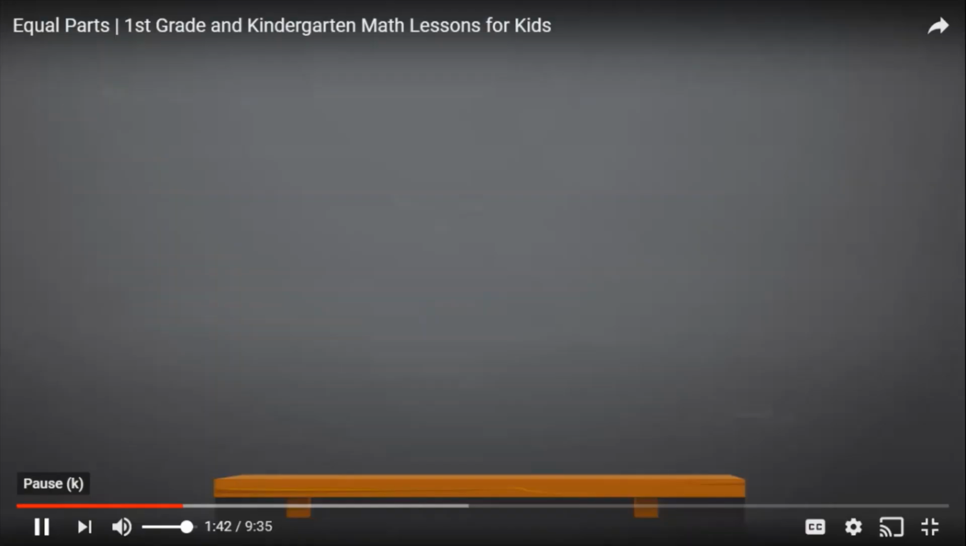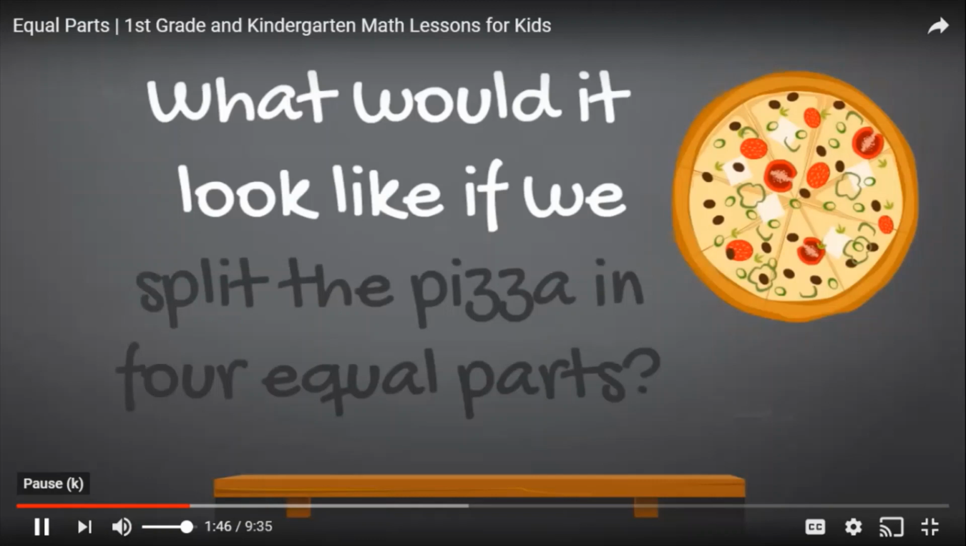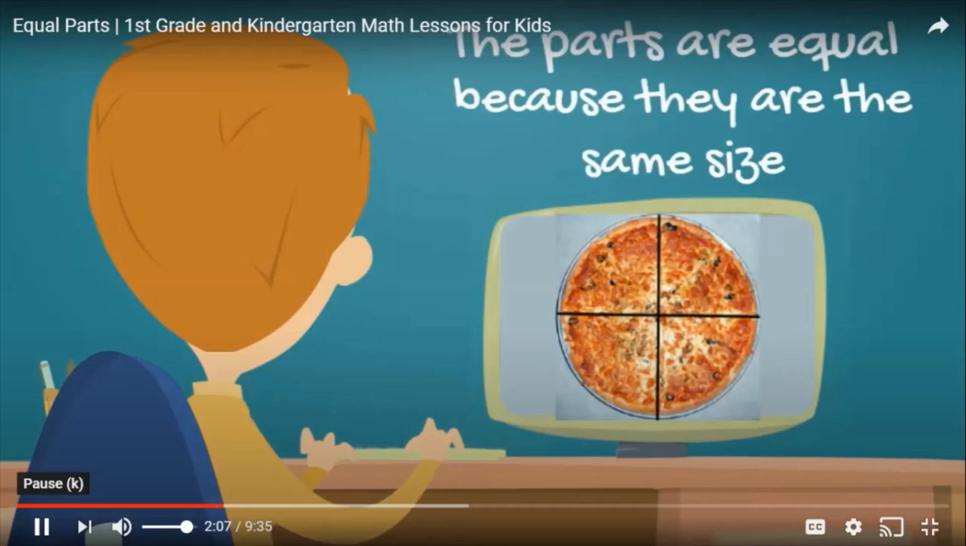So what would that look like? What would it look like if we had this pizza put in 4 equal parts? How would we know that these parts of the pizza were equal? A pizza with 4 equal parts might look like this. Pretty cool, huh? We know the parts are equal because each of the parts are the same size.